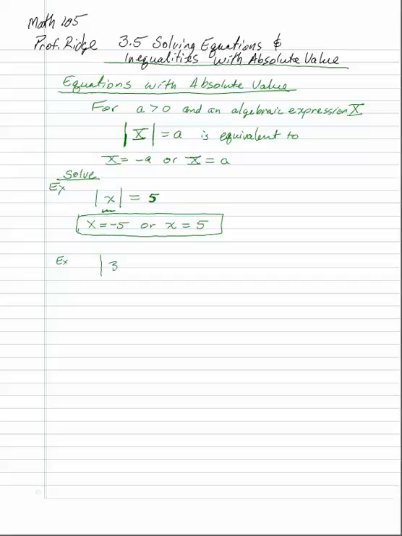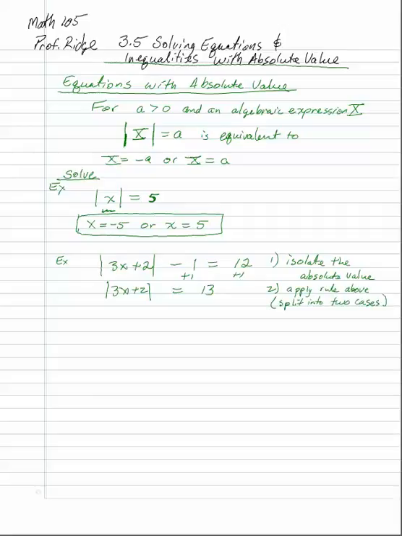Solve the absolute value of 3x plus 2, minus 1 equals, say, 12. The first step is you want to isolate the absolute value. So we have absolute value 3x plus 2, and we add 1 to both sides, equals 13. Now once you do that, apply the rule above.